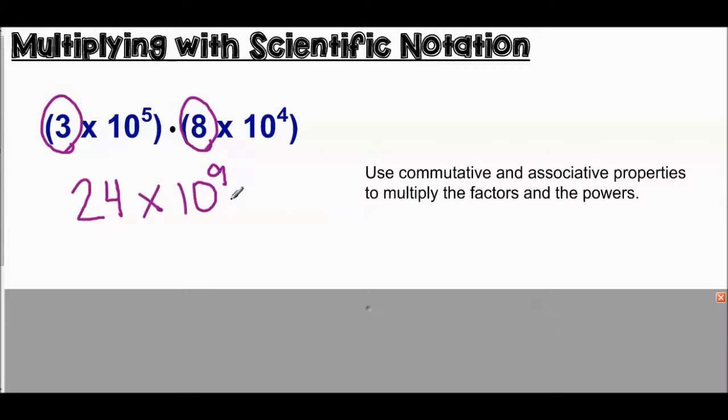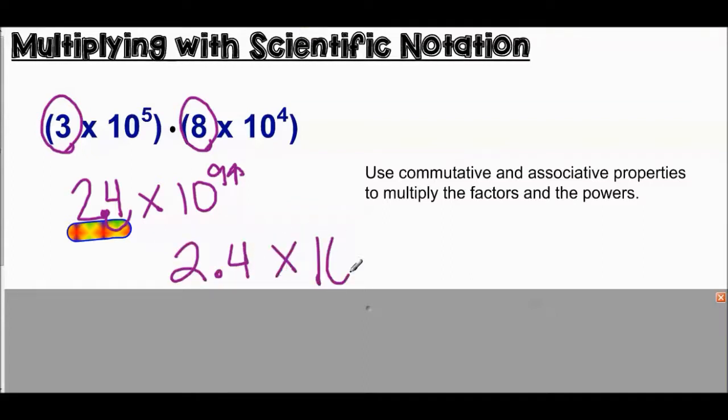Now you need to remember a key fact about scientific notation: this first number here, the factor, has to be between 1 and 10. So I'm going to need to move that decimal over one spot, which is going to increase that exponent. So it's going to be 2.4 times 10 to the 10th power.